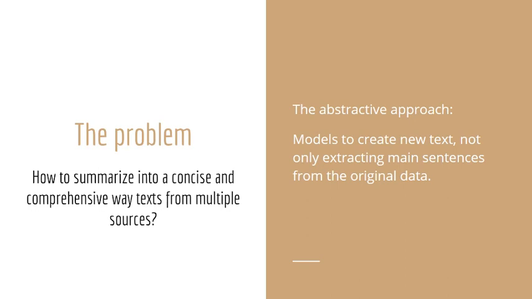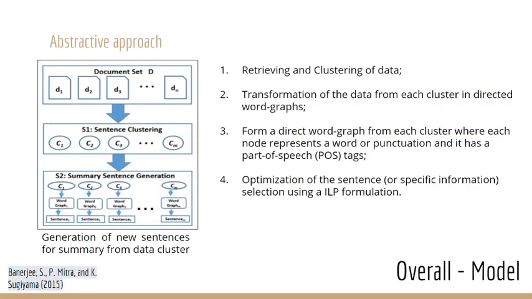All of them but Kapoor use the abstractive approach, which means their goal is to create new text, not only extract sentences from the data. The overall idea of these models is that you have several different documents in natural language that you want to make sense of. So you retrieve the information from those documents and then cluster them into groups that share similar meaning. Then each cluster is transformed into a directed graph, where each node represents a word or punctuation and has a part of speech tag that explains if the word is a noun or adjective, for example.